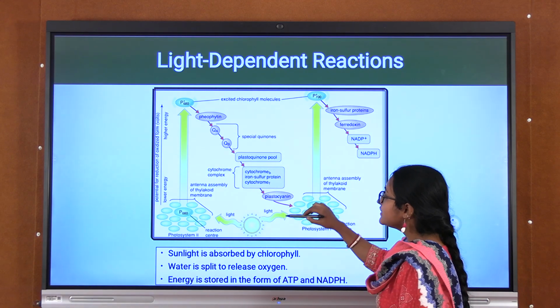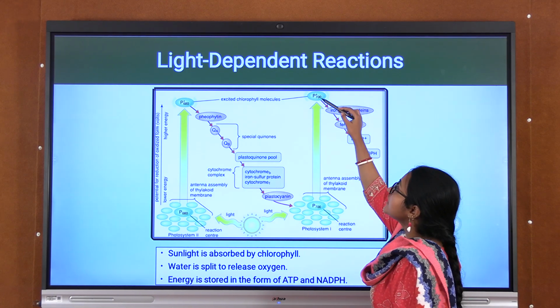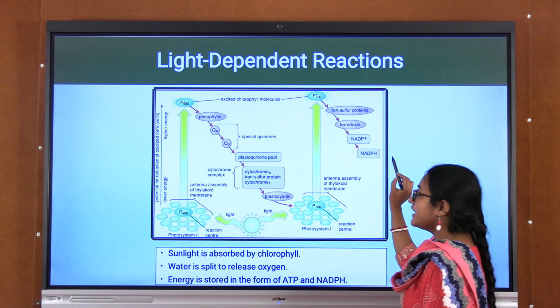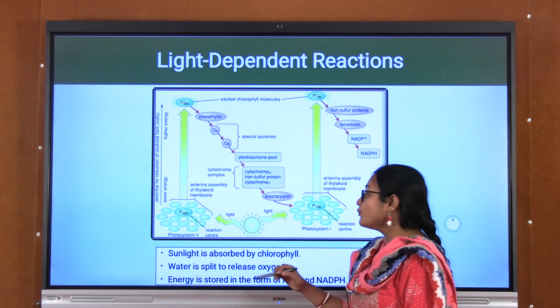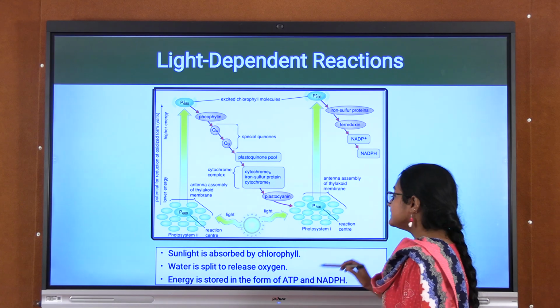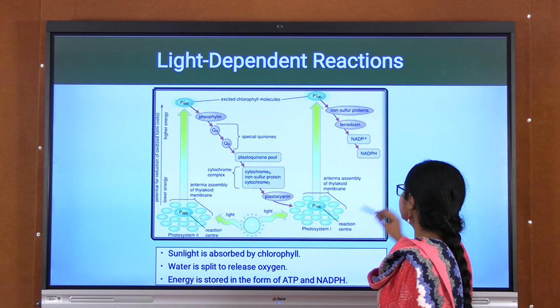After absorbing the photon, the light energy, it also becomes activated, and at last NADPH is produced. So sunlight is properly absorbed and water is split to release mainly oxygen, and the energy is stored in the form of ATP and NADPH.